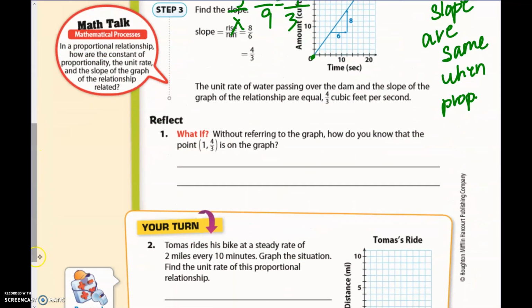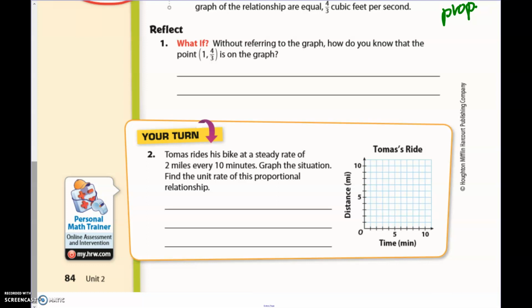All right, so let's look down here at the bottom, your turn. So you should be on page 84. If you didn't already have your book out, you should have it out now. Thomas rides his bike at a steady rate of 2 miles for every 10 minutes. So let's see if we can get that on your graph.